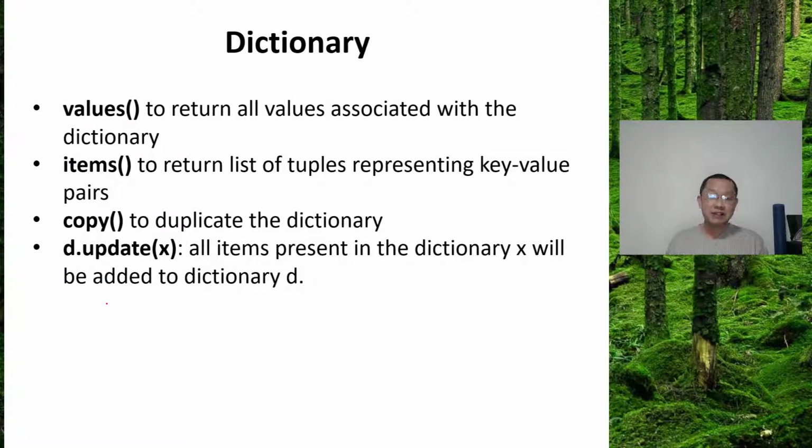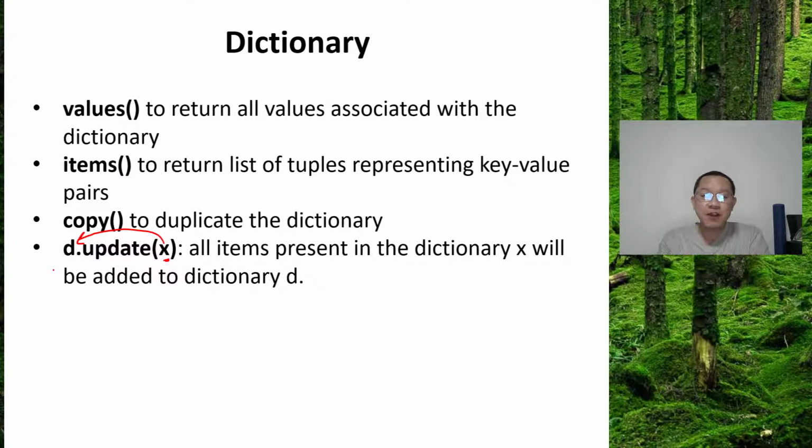You can update a present dictionary with another dictionary. So you want to add all items in the dictionary named X to the D dictionary. This syntax is very powerful, a very short syntax, but it does a lot of things. It will do so many things to help you when you want to join two dictionaries.